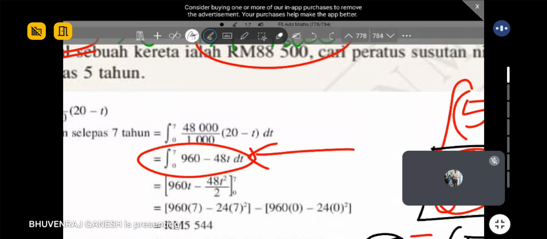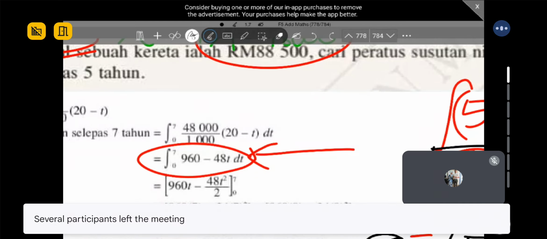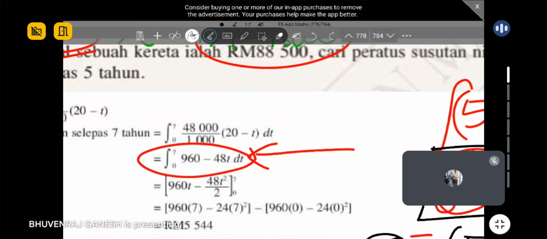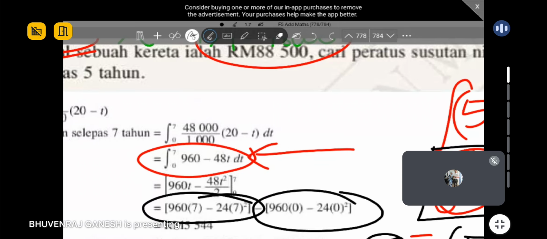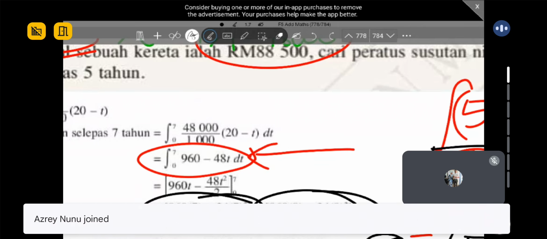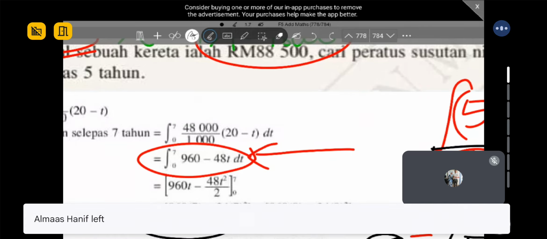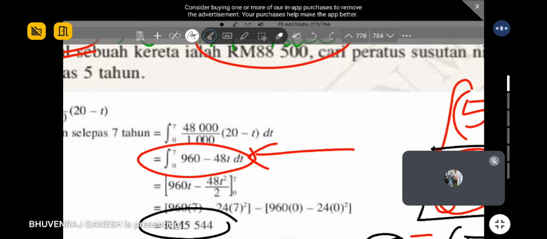Okay, then second step, substitute the limit. So first, you substitute the upper limit, then substitute the lower limit. Then press the calculator and you will get the answer. This is the answer. Okay guys, clear?